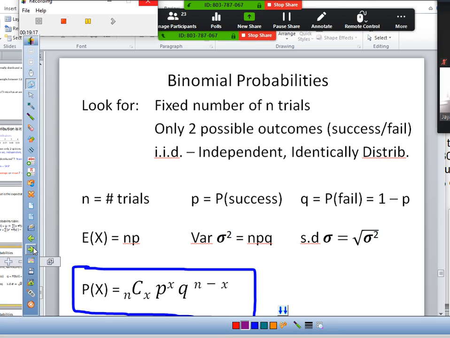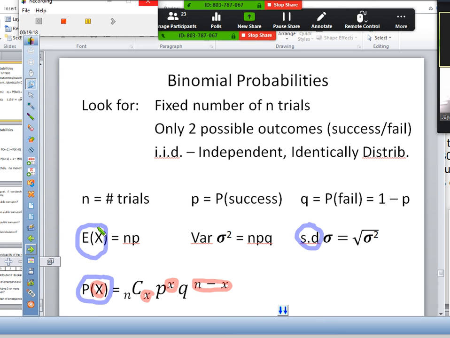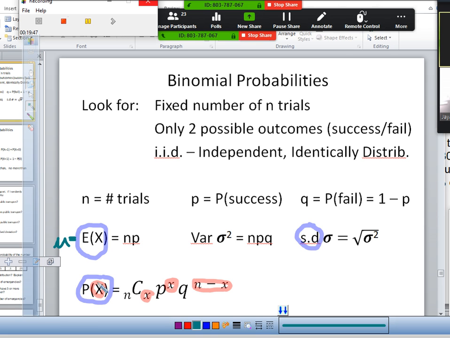So if you look through this, you're going to be given n and p and q. In binomial, I might ask you what the expected value of something is, the probability of something, or the standard deviation of something. So the things I will ask you for would be the mean or expected value, the standard deviation, or the probability of getting a particular x.